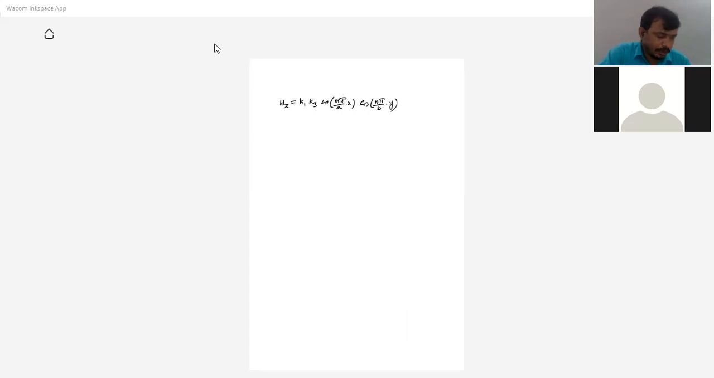So this K1, K3, you can write as K or C. So HZ is equal to some C into cos m pi by A into X, cos n pi by B into Y, where C is equal to K1, K3, and you can write here e power j omega t minus gamma z. So this is the equation for HZ.